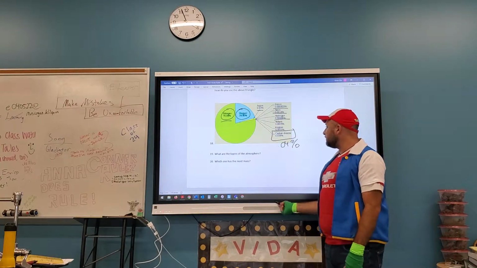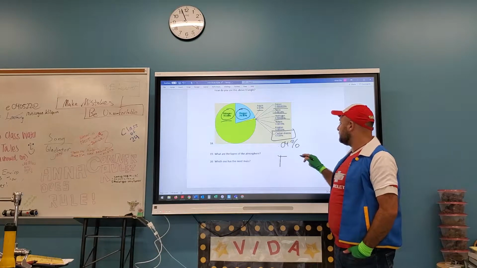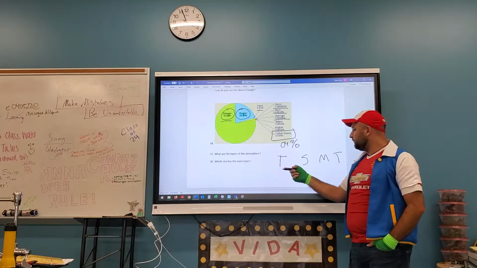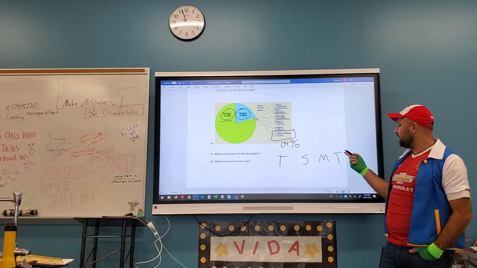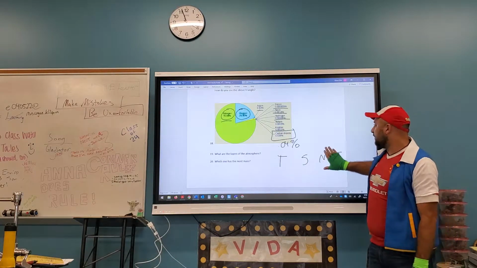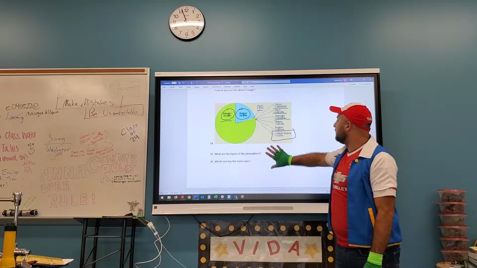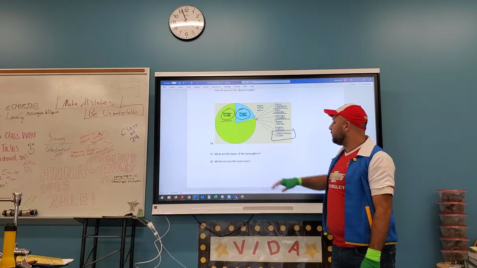Keeping it going. What are the layers of the atmosphere? Ooh, TSMT's the order. So we have the troposphere, stratosphere, mesosphere, and thermosphere. Those are the layers of the Earth's atmosphere. Which one has the most mass, the most stuff in it? That would be our troposphere, right?